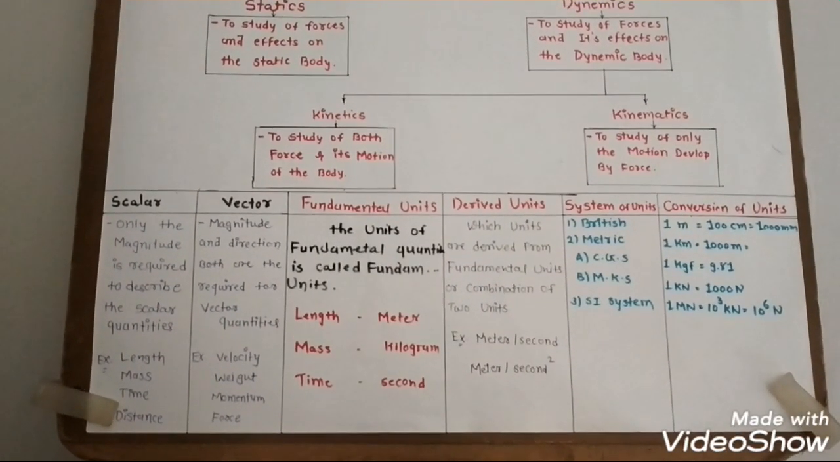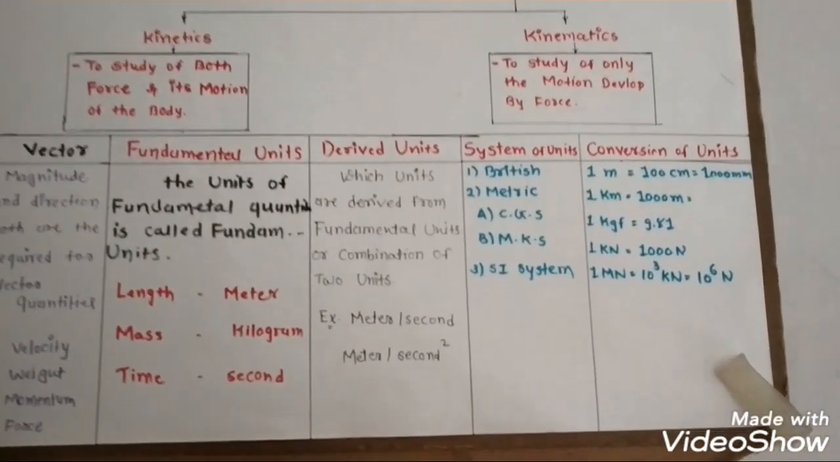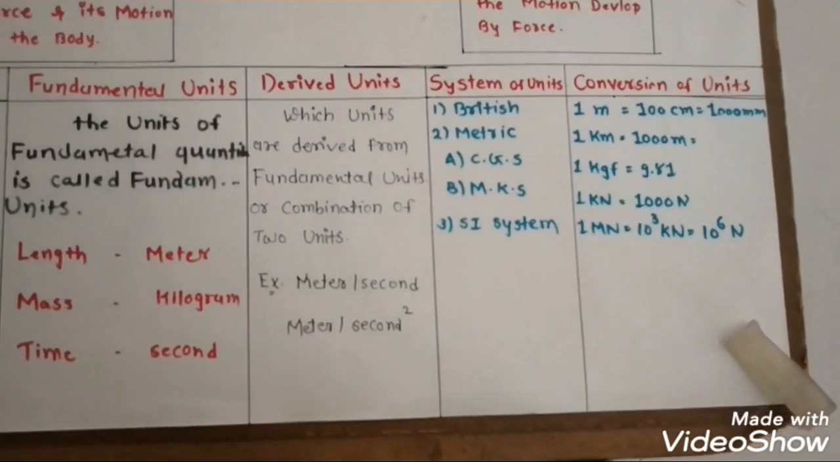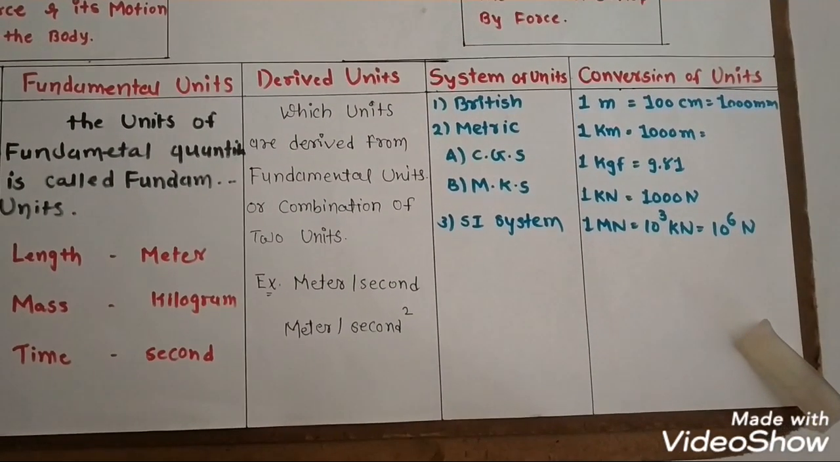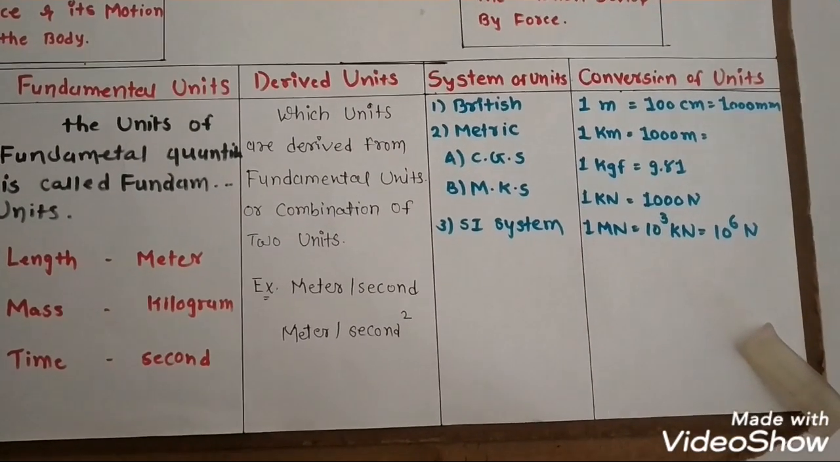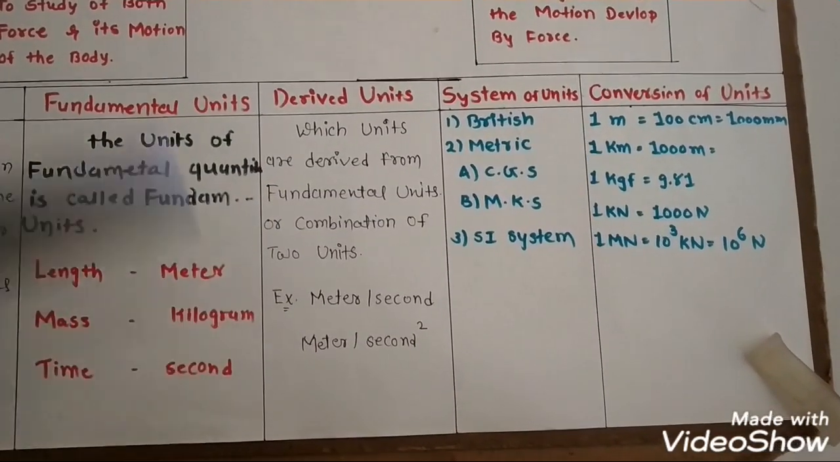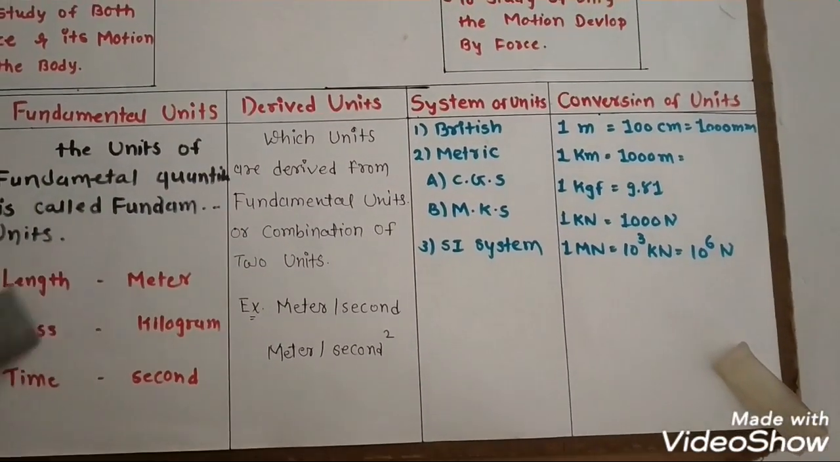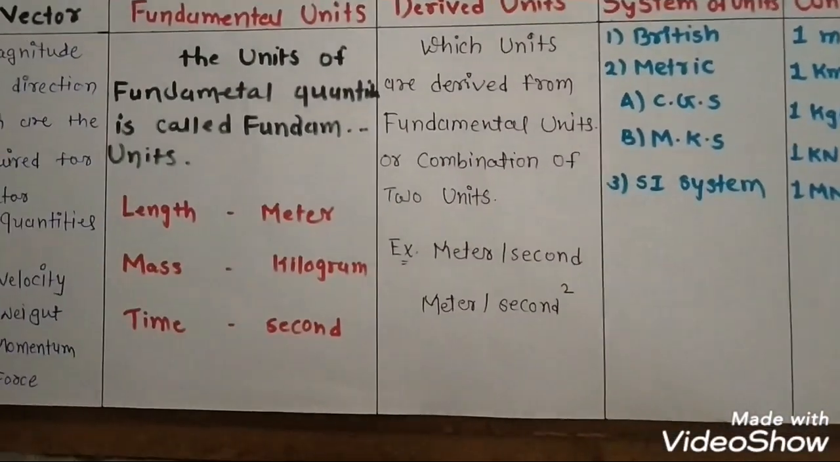So friends, the third part is fundamental units. What are fundamental units? The units of fundamental quantities are called fundamental units. There are three fundamental units. The first one is meter, then kilogram, and the third one is second. The quantities are length, mass and time: meter, kilogram and second.